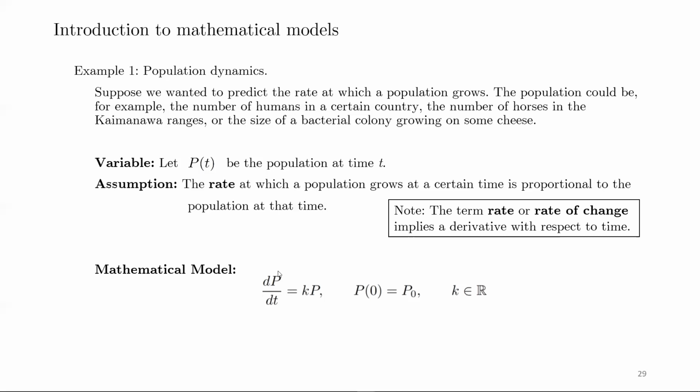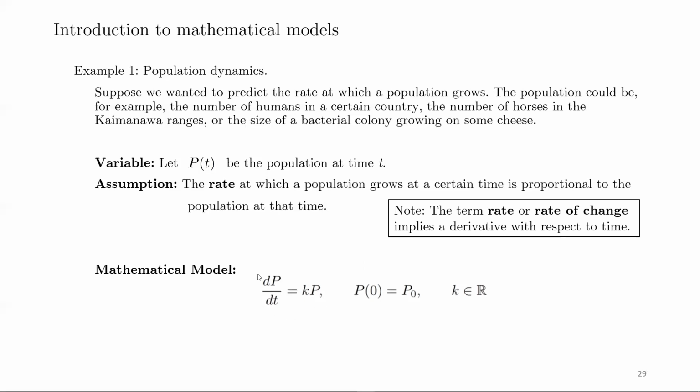Okay, and I'm saying that the rate at which this population grows at a certain time is proportional to the population at that time. So that's why I can write dP/dt equals k, where k is a constant of proportionality, times the population P at that time. Okay, so this is a very simple differential equation which models some simple population dynamics.